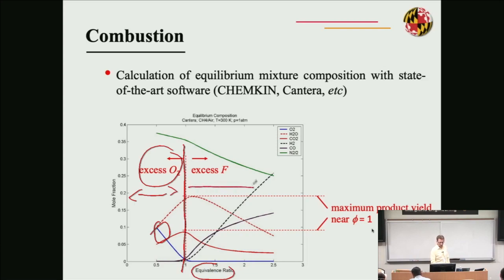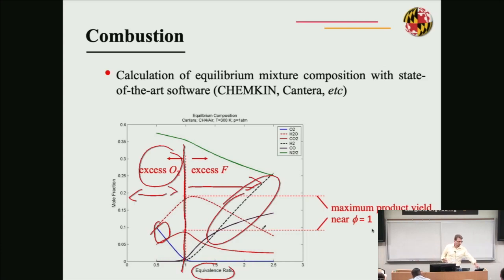Similarly, when you go to the right of this phi equal 1 line, you're going to find that you have some excess fuel. This excess fuel is calculated not as being in the form of methane, but it's going to be carbon monoxide and hydrogen. Okay. So this is well characterized by these pieces of software that show that the chemistry is more complex than the one that is assumed in the global combustion equation.